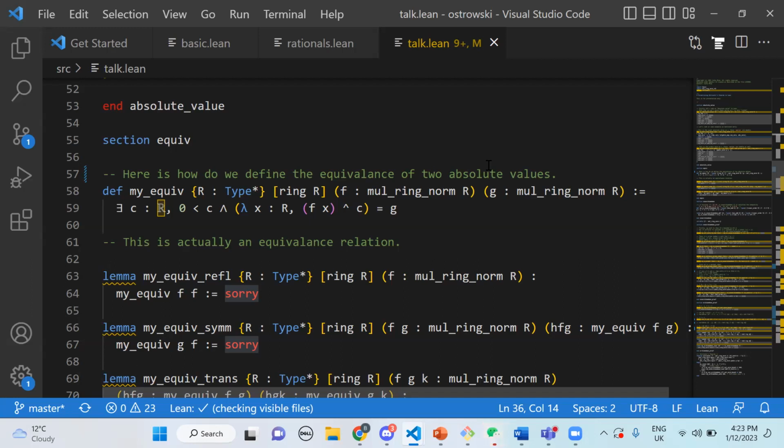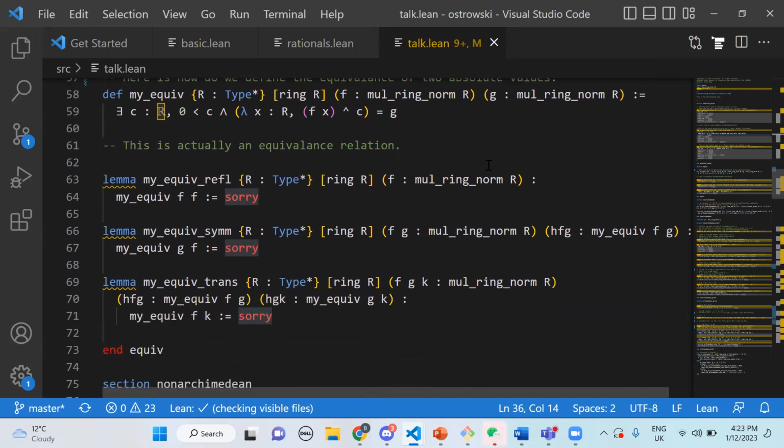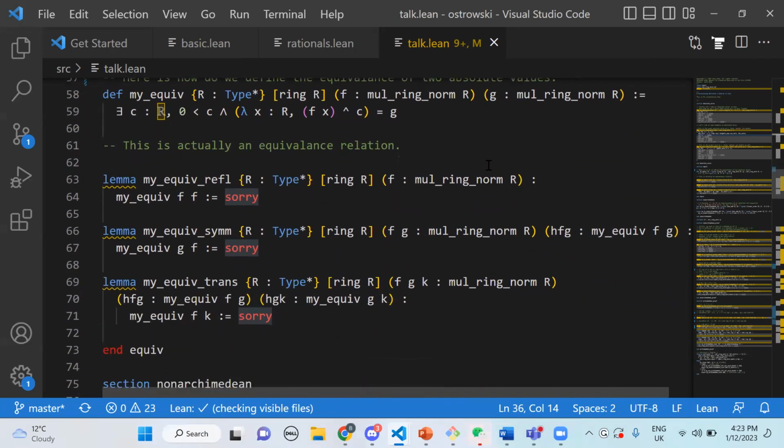And this is actually an equivalence relation, and you can prove this by doing some simple exercises. You prove this is reflexive, you prove this is symmetric, and you prove this is transitive. So for example, for reflexive, you say that f is an absolute value, and you want to show that f is equivalent to itself. So let's make an example in Lean.